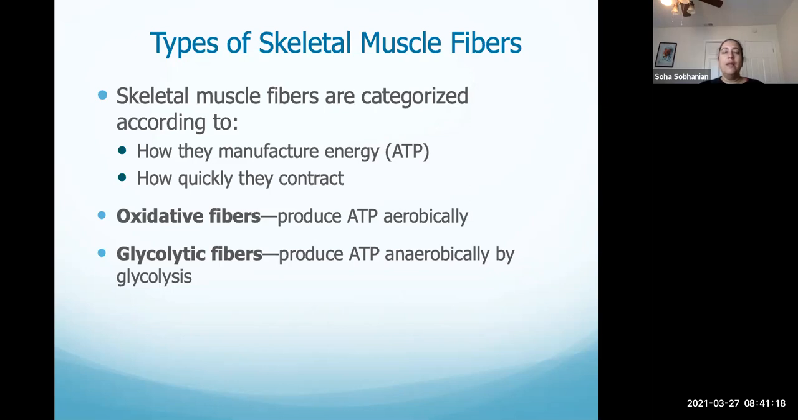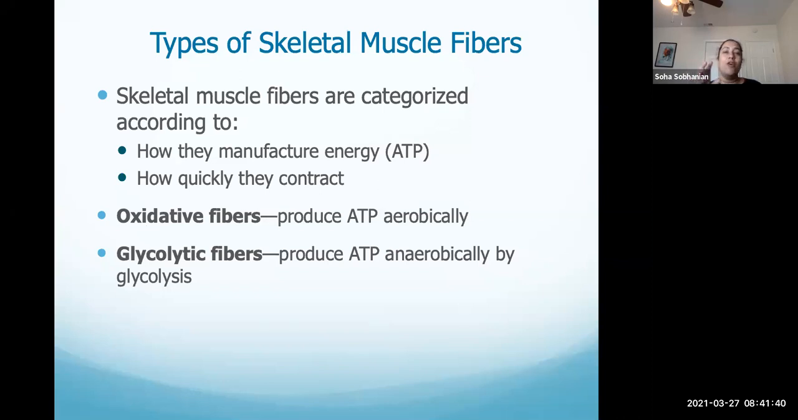Now, what is when you need oxygen to produce ATP? What is that process called? Or what is the muscle fibers that need oxygen to make their ATP? They're called oxidative fibers. Again, think about this word. Oxy implies oxygen. So you need that oxygen.